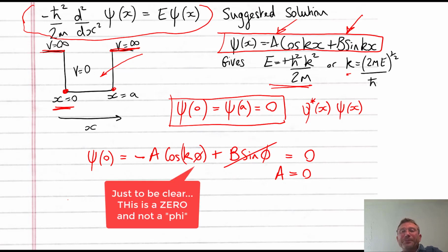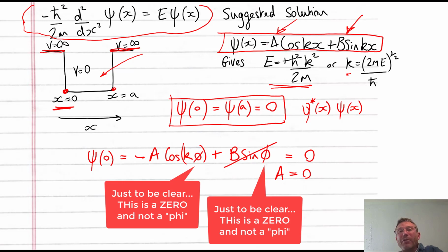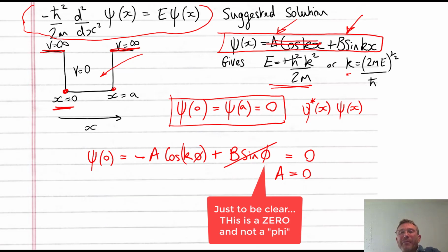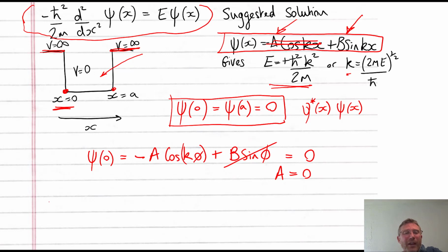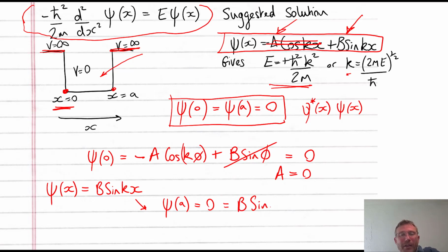So this allows us to simplify our solution. Now we know that a is 0, so this term goes away up here. We now have a solution that is psi of x equals b sine kx. The next thing to think about is what happens when x is equal to a. So now we've got a slightly different situation. We know psi of a must be equal to 0, which is equal to b sine ka.